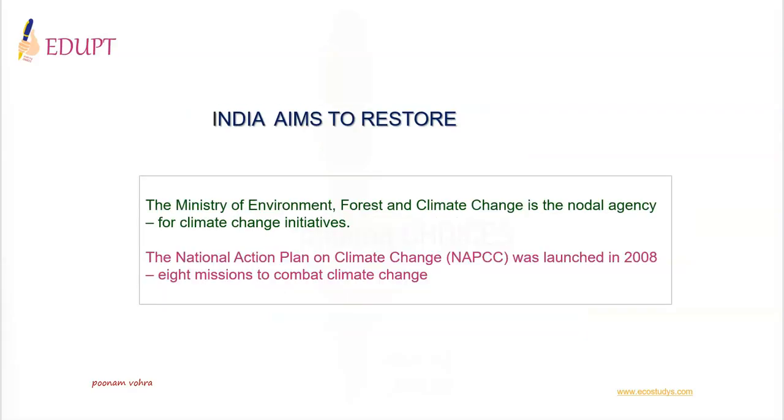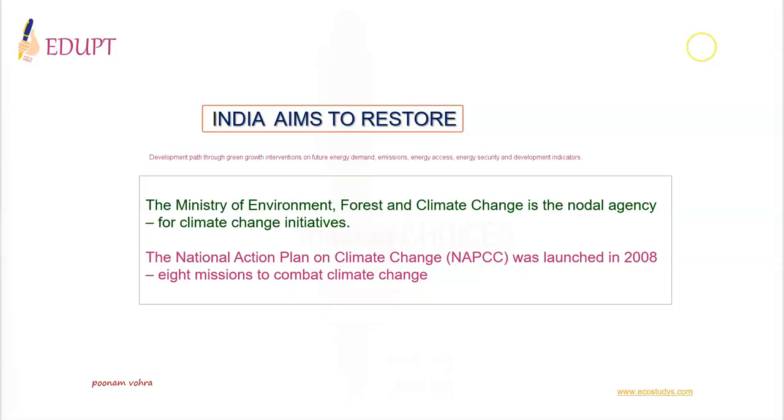The global community has developed an agenda that promises to address the concerns of human development for all while ensuring the health of the planet and its ecosystems. Accordingly, India also aims to restore its natural capital and directed its development path through green growth interventions on future energy demand, emissions, energy access, energy security, and development indicators.